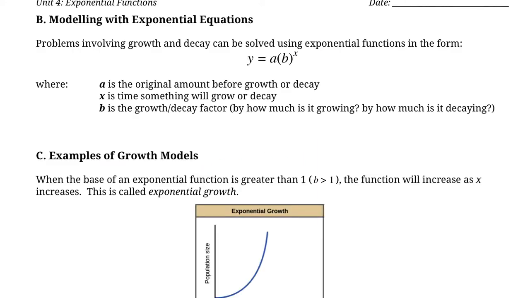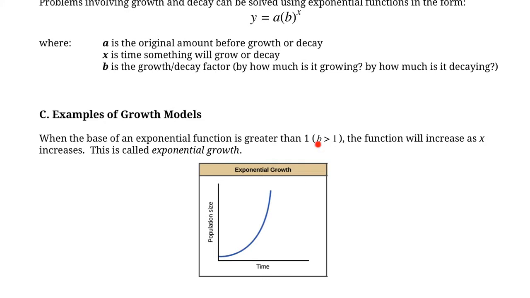Now that we've learned how to solve exponential equations, we're going to learn how to model exponential growth and decay using exponential equations. So this is the model we're going to use, the equation that we're going to use. A represents the original amount before there's any growth or decay. B, our base, is the growth or decay factor. It represents how much it's growing by or how much this is going to decay by. And we'll look at that in more detail when we go through some examples. And the exponent x is the amount of time that it takes for growth or decay.